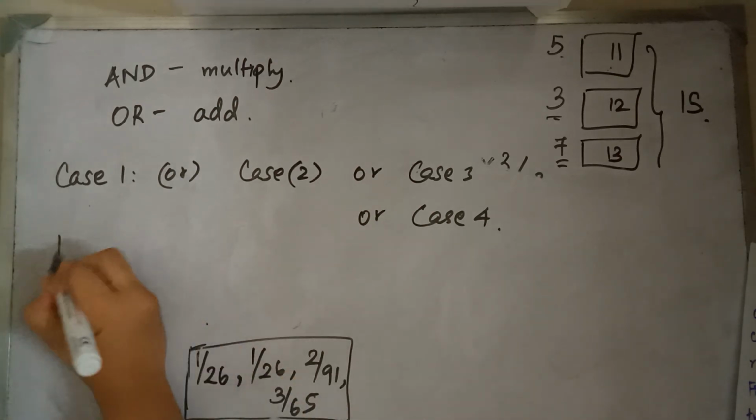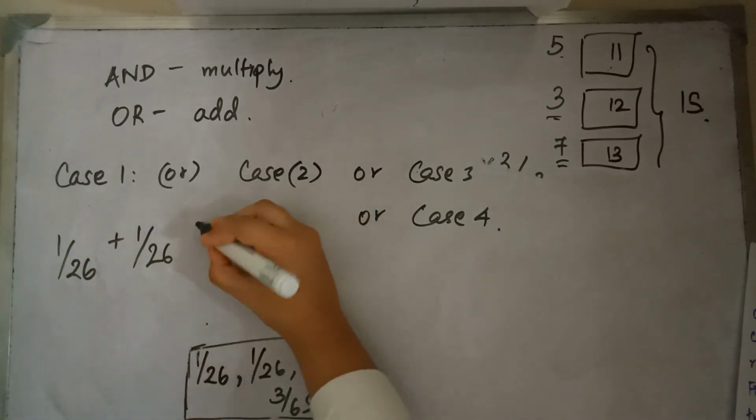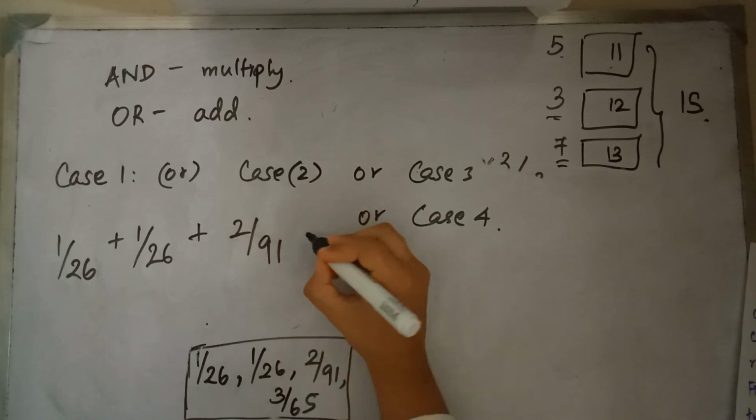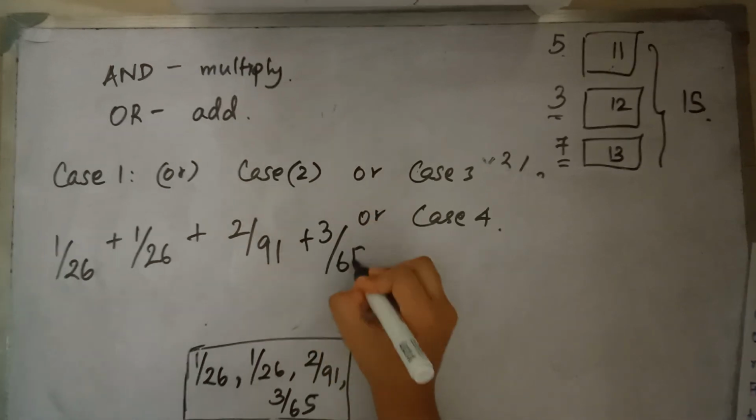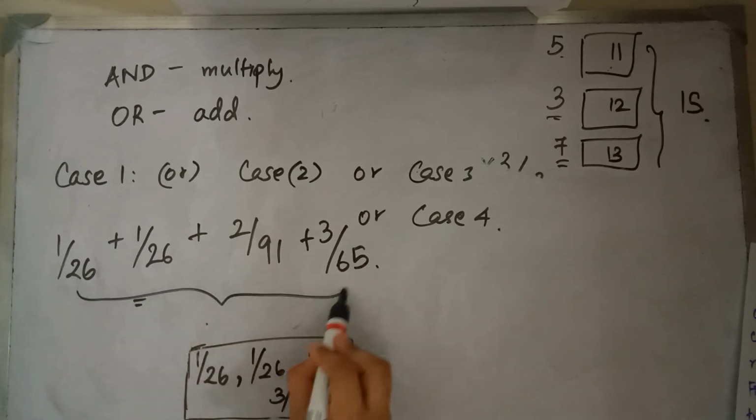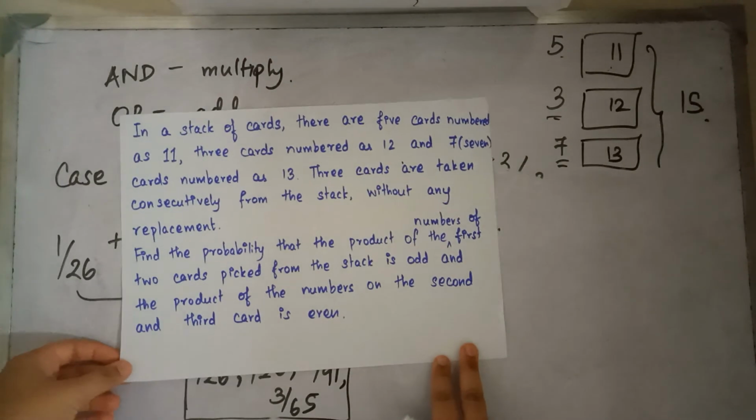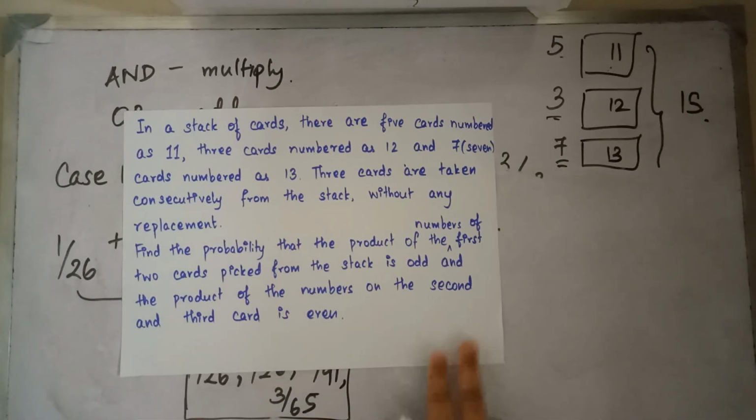So you get 1 by 26 plus 1 by 26 plus 2 by 91 plus 3 by 65. So the answer of this would be the probability that the product of the numbers of the first 2 cards picked up on the stack is odd, product of the numbers of the second and third card is even.